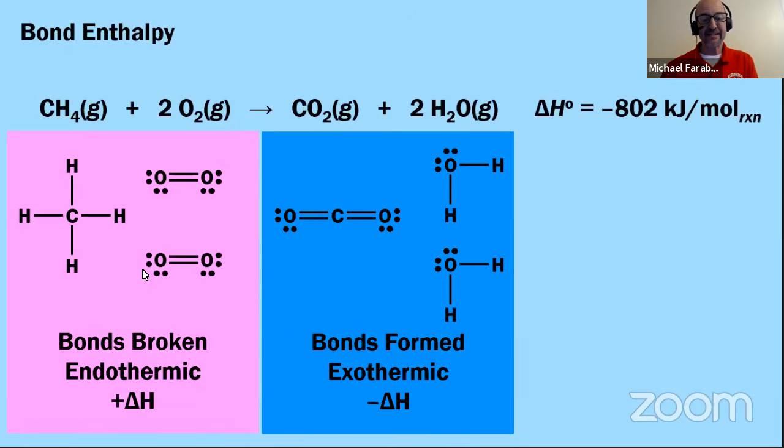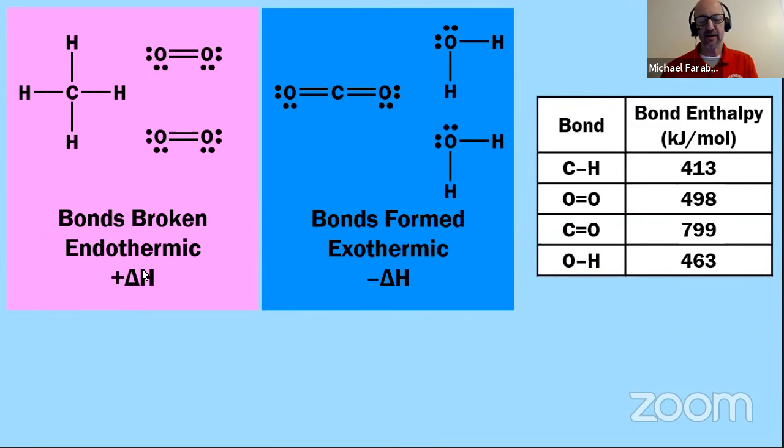So we have a CH single bond, 413. This is the bond enthalpy in kilojoules per mole. We have an oxygen-oxygen double bond, 498. We have a carbon-oxygen double bond, 799. And we have an oxygen-hydrogen single bond, 463. So how many CH bonds do I have? Well, I have 4 of them.